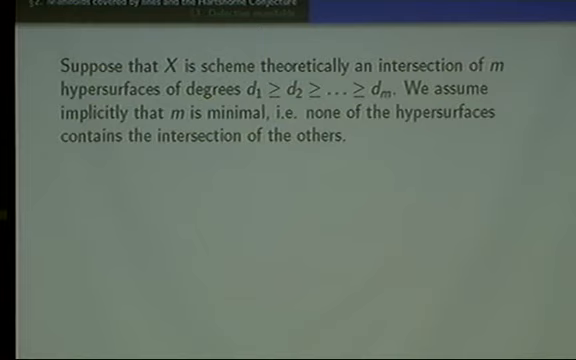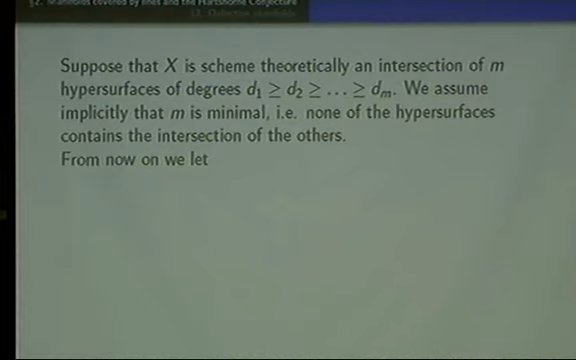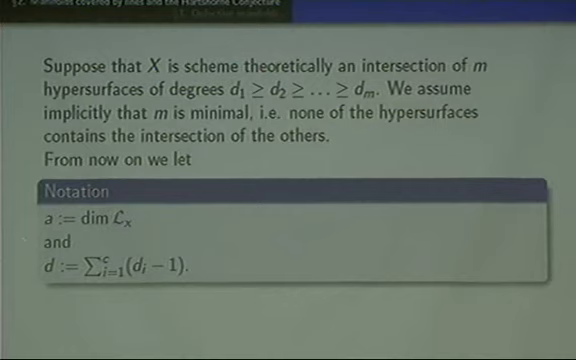Here I assume nothing, I just make some notation. So assume that X is the scheme-theoretical intersection of M hypersurfaces, with degrees decreasing. Assume that M is minimal, of course, so there are no redundancies, and then introduce some strange number. The first one we have already seen. And this number D is just the sum, but not of all the degrees, only the first C ones. C is the codimension. And then you subtract C and make the sum.